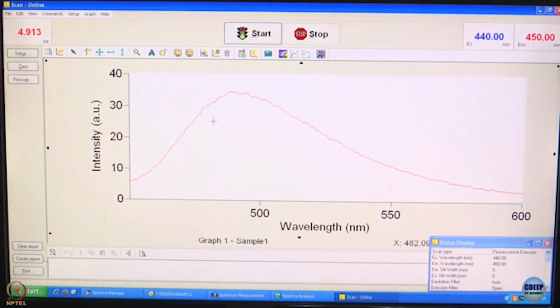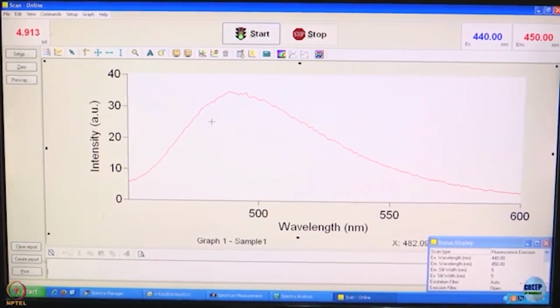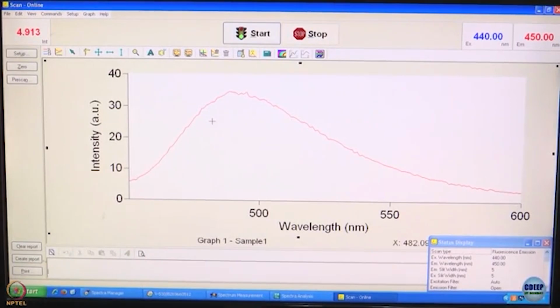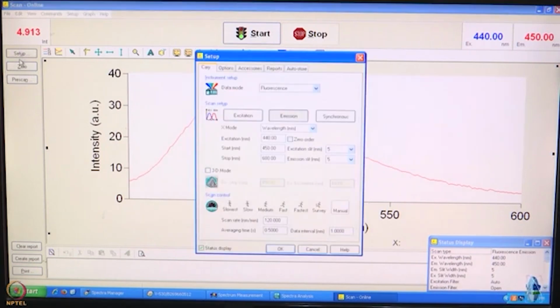However, it can be converted to a meaningful quantity by doing a comparative study and working out the quantum yield. This is something we will not discuss in this course. Whoever is interested may go back to our discussion in the molecular spectroscopy course and also refer to the previous module where we have introduced it in a small way. Now, let us go back to the setup.